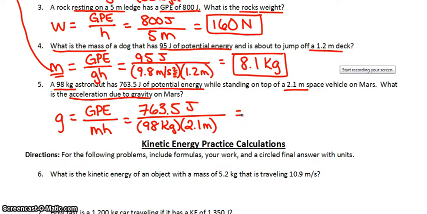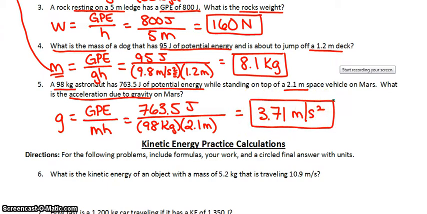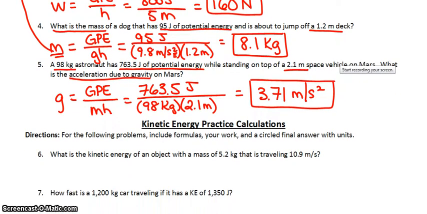Now we need to plug in the numbers. Again, make sure you do your 98 times 2.1 before you do the division. Find that information first. If you put it into your calculator correctly, you will get 3.71 as your numerical value. What are our units? Remember, gravity is an acceleration. What are our acceleration units? Meters per second squared. If you forget the squared, it is incorrect. It is meters per second per second. All right, so if we look, it says the gravity on Mars is 3.71 meters per second squared, which means it is less than that of Earth.